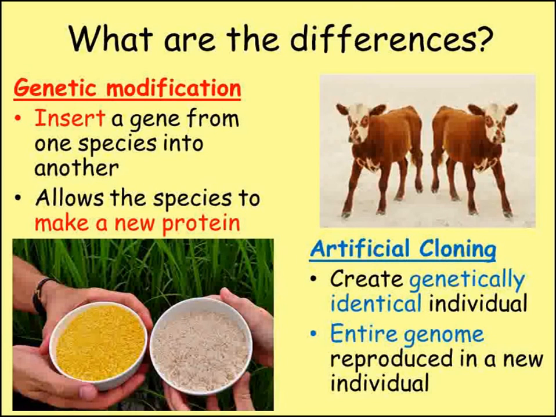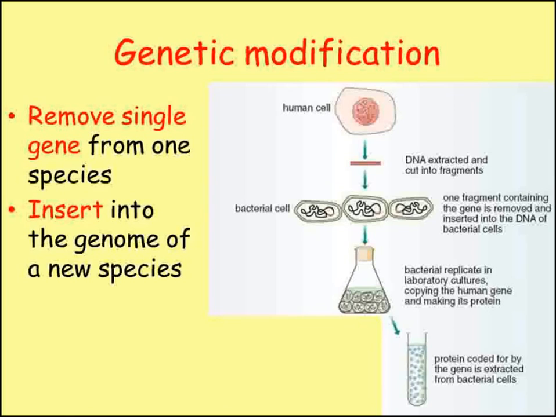GM is where a single gene is moved between species, allowing one of them to make a new protein. Artificial cloning, on the other hand, is producing a genetic copy of an entire individual so that they share identical genomes. Because all living things use DNA in the same way and use genes to produce proteins in the same way, it's possible to take a gene from one species, insert it into another, and for it to work. This can take place between any two species.